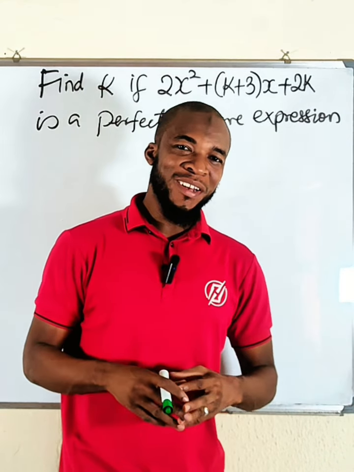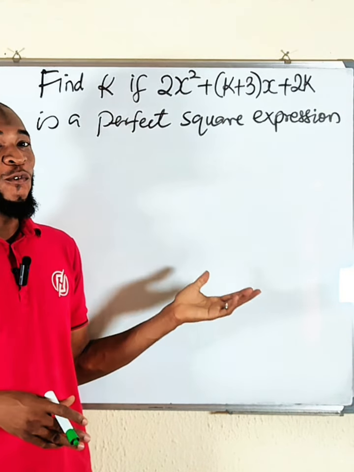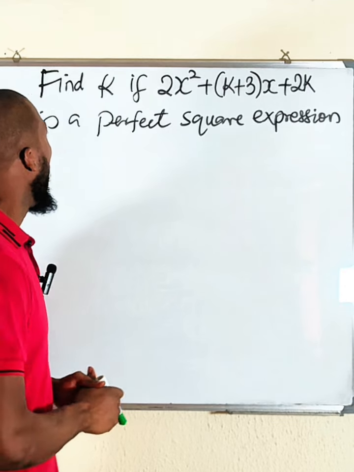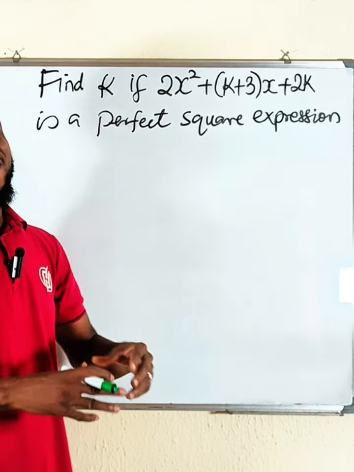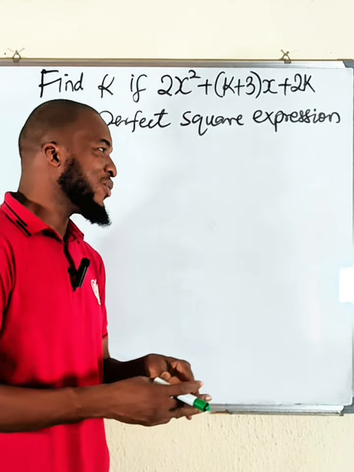Let's find a solution to this interesting question for SS students. Find the value of k given that this quadratic expression is a perfect squared expression.